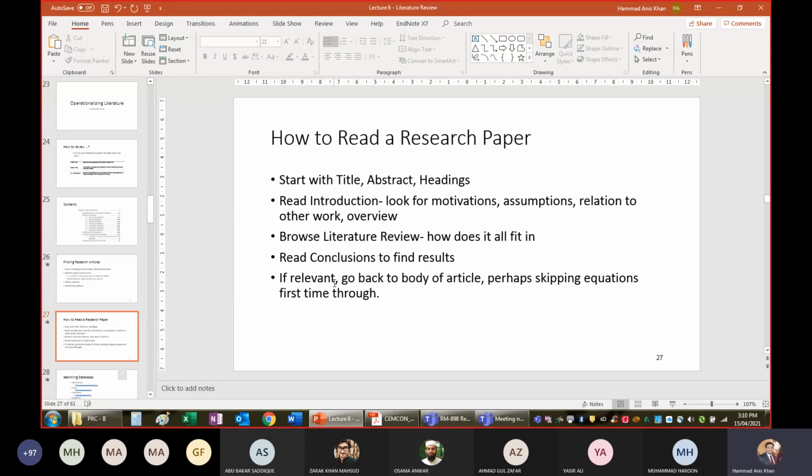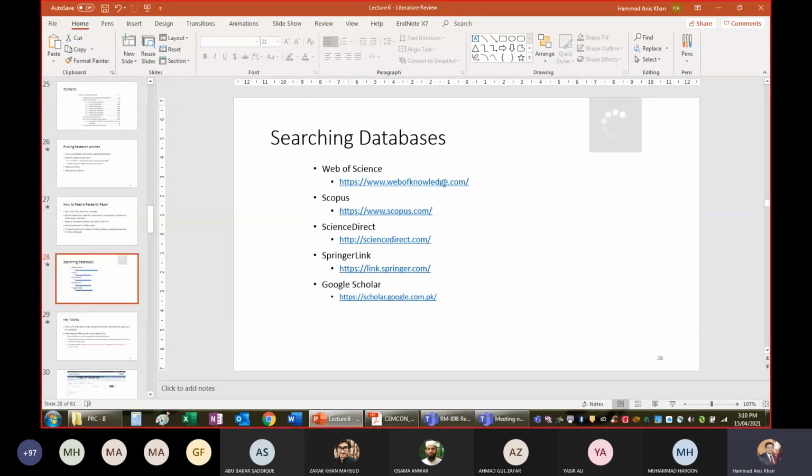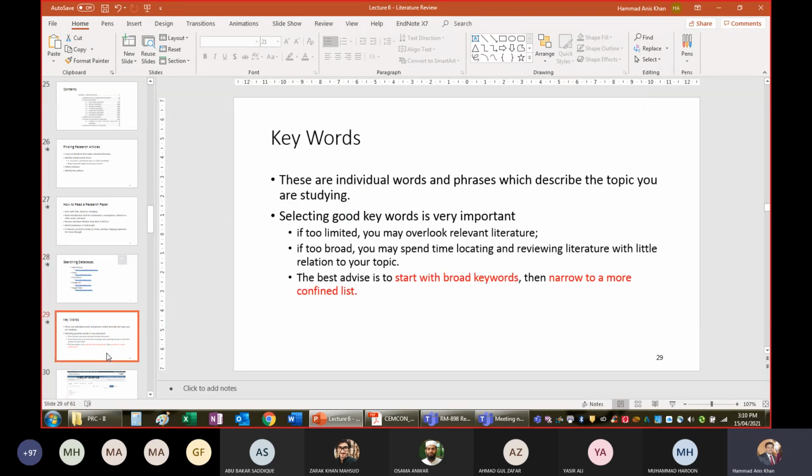You can skip the methodology and everything. You can go to the conclusion and see what conclusions they have presented. If you find the conclusions interesting and relevant to what you are trying to find out, then you can go back to the body of the article and see the methodology. Still, you can skip some equations in your first review. There are also some websites and databases you can use to search out articles and research papers.